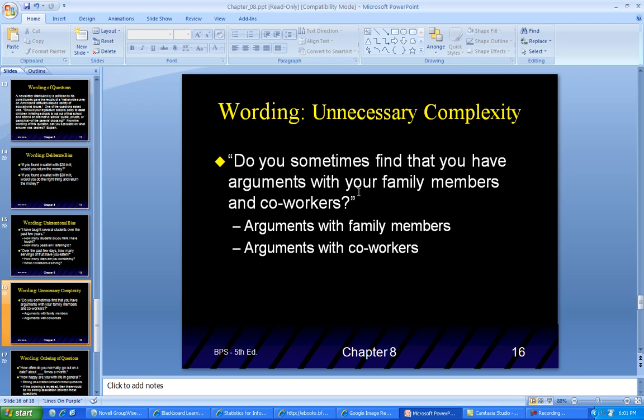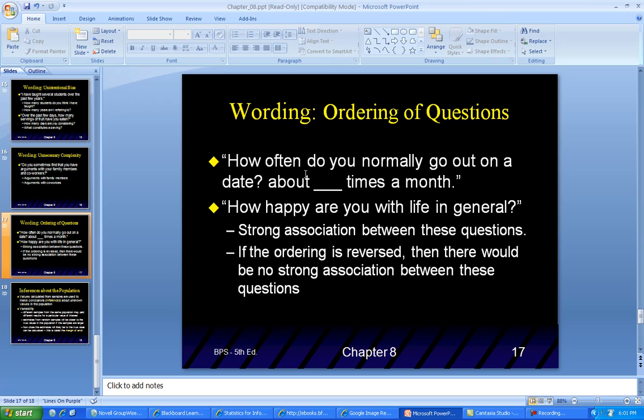And an unnecessary complexity. Do you sometimes find that you have arguments with your family members and coworkers? So now you have two. Is it, yes, is it family workers or is it coworkers? So watch out for the wording. How often do you normally go out on a date? About how many times a month? So that's the ordering of the questions. How happy are you with life in general? So you can see there's some wording issues as well.